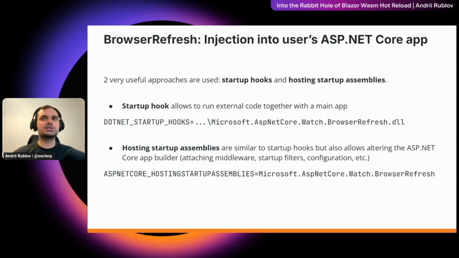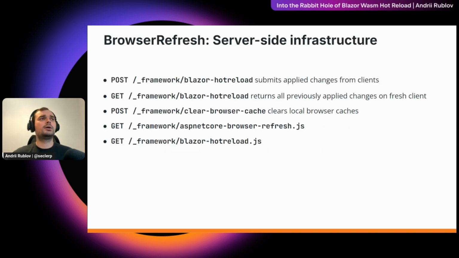Host and startup assemblies are similar to startup hooks, but they allow you to configure the application on the ASP.NET Core infrastructure level. For example, to configure the host builder. This is where the middleware we need is added, actually. What do these middlewares add?